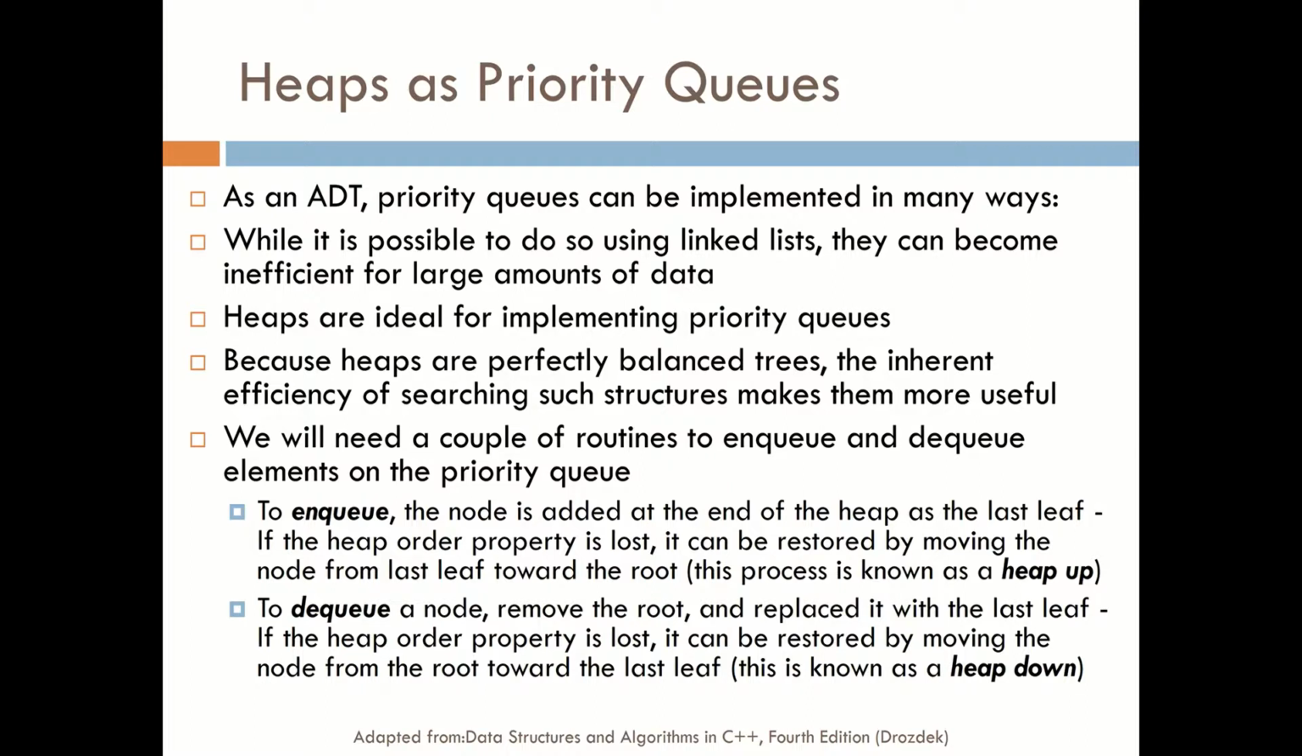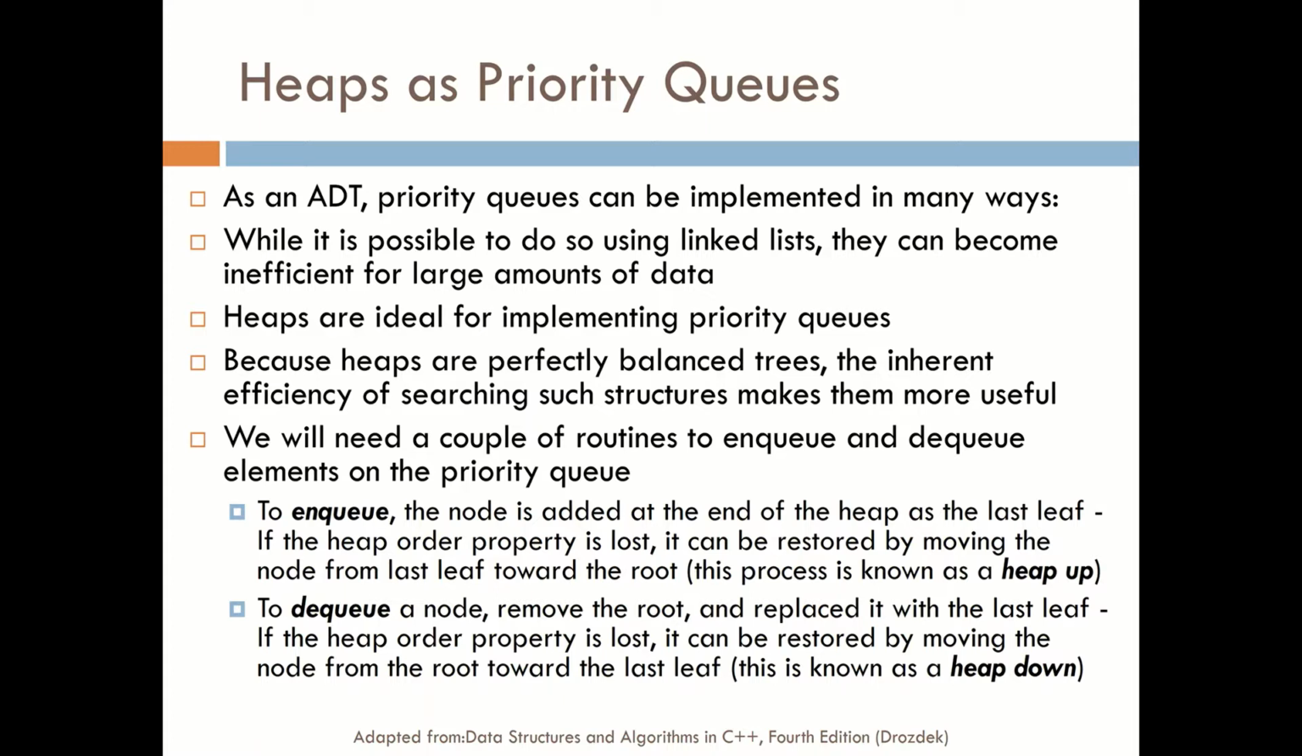Now, in order to bring this abstract data type about and actually give it an implementation, we're going to need to implement a couple of functions. So NQ and DQ are the key functions in a priority queue. To NQ a node, we will add that node at the end of the heap, i.e. as the last leaf. And if the heap order property is lost as a result of adding it there, we will restore it by moving that node toward the root. This process is known as a heap up.